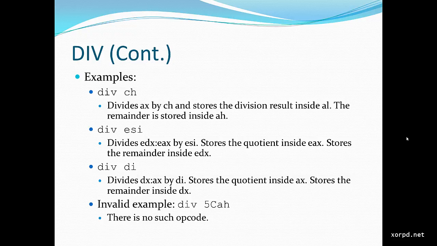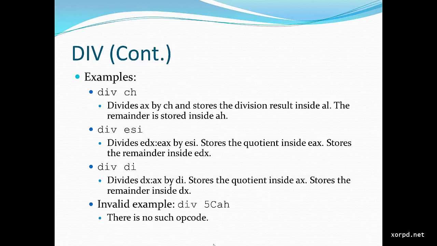As usual, we are going to consider some invalid example. This time it will be div 5CAh. What's the problem here? You might be thinking this is probably going to divide maybe EDX:AX by this number. Well, it is reasonable, but the reality is that there is no such opcode.